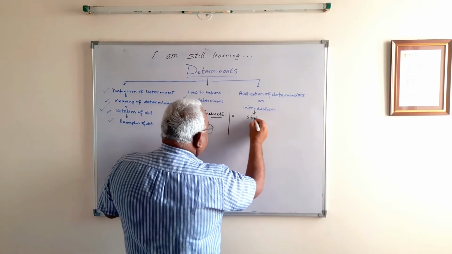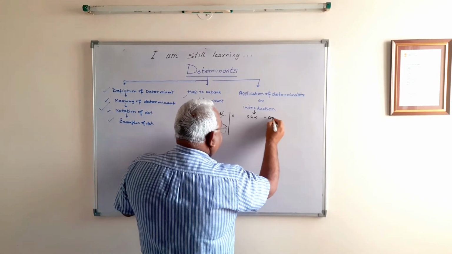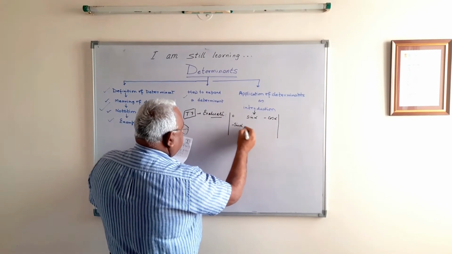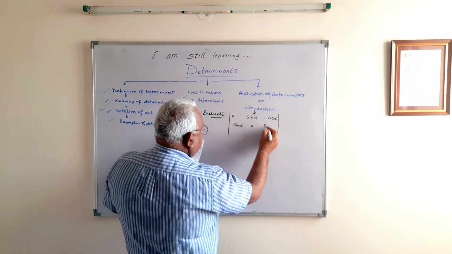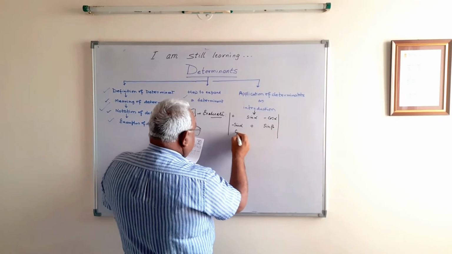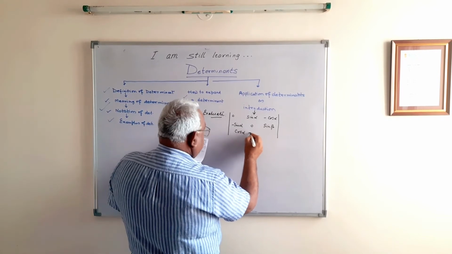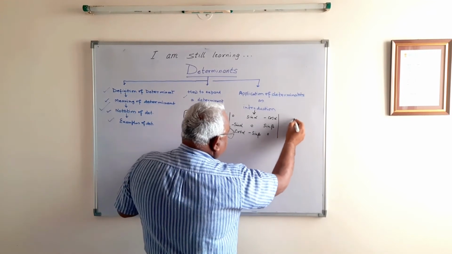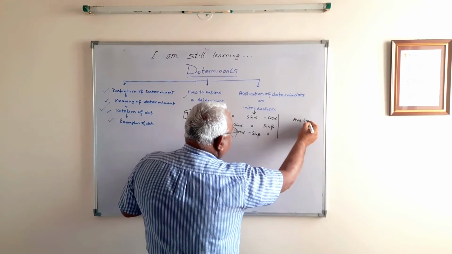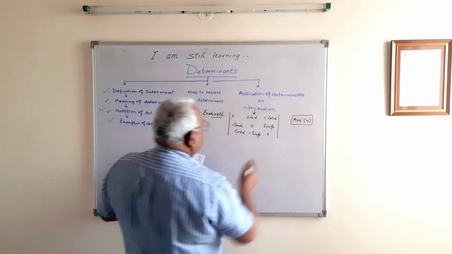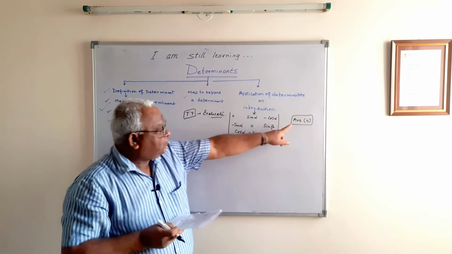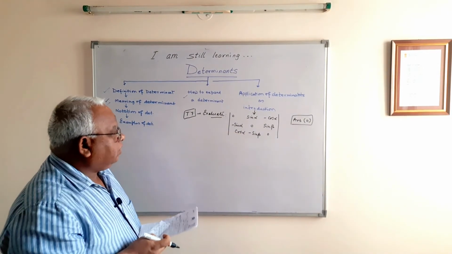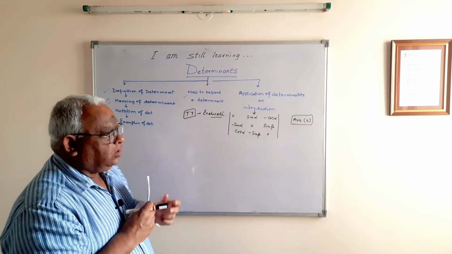The answer must come 0. I am already disclosing the answer for this. I have given you how to expand this determinant. You can expand by using any row or any column.